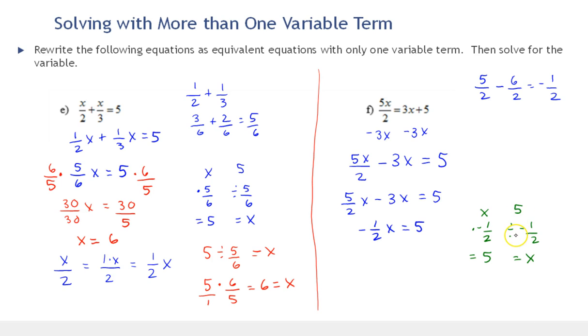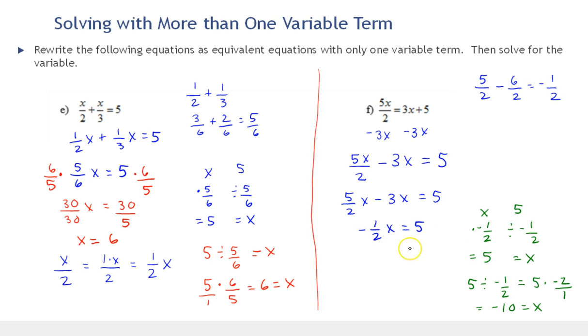So let's do this process. 5 divided by negative 1/2. Well, to divide by a fraction, we're going to multiply by the reciprocal, so 5 times negative 2 over 1, which is basically just 5 times negative 2, which is negative 10. So that's how we could use the construct and deconstruct process.